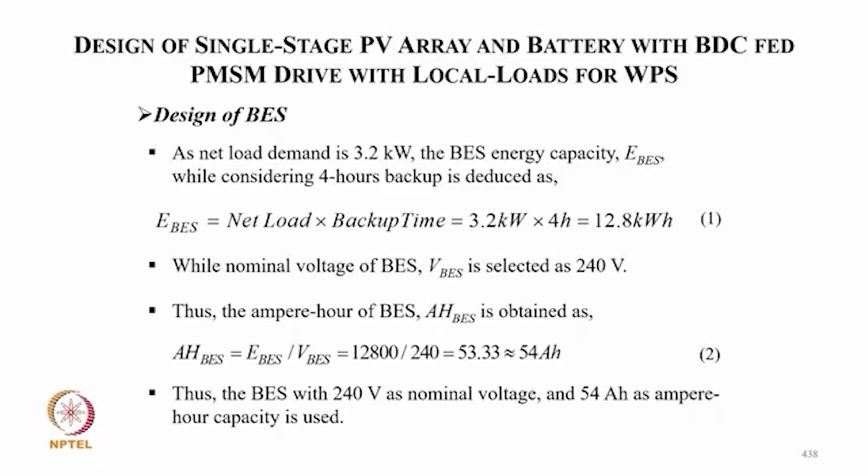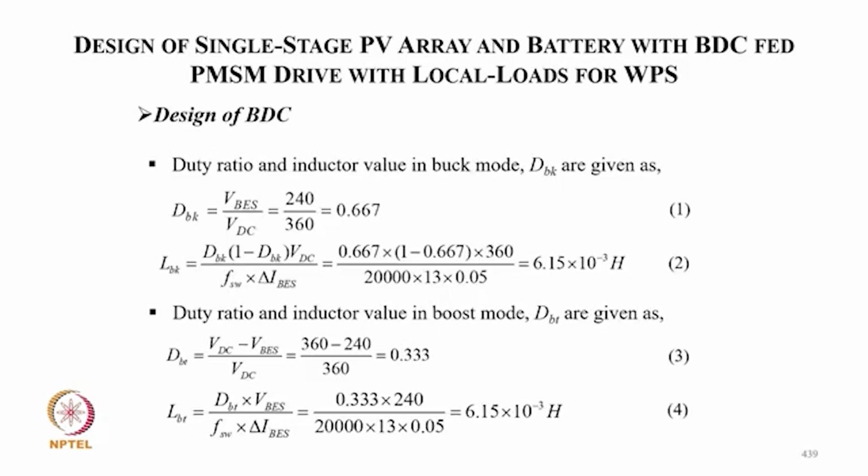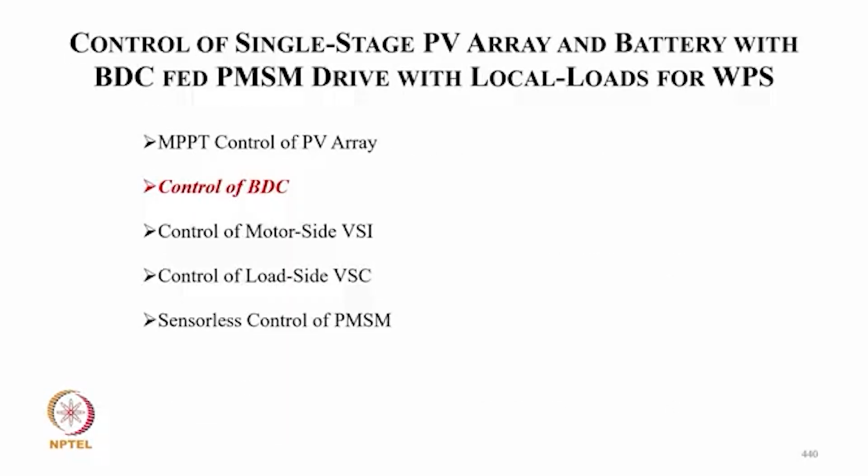And for the DC link here we take now battery voltage 240 volt because of the buck boost converter. Rating of the battery again is 50 ampere hour. And then the duty ratio calculation or inductor design for the battery. This comes to 6.15 millihenry, and typically for both the conditions it is 6.15, so we select the higher value.